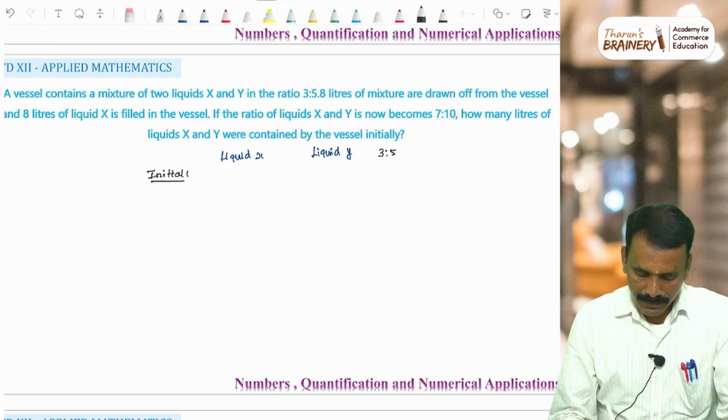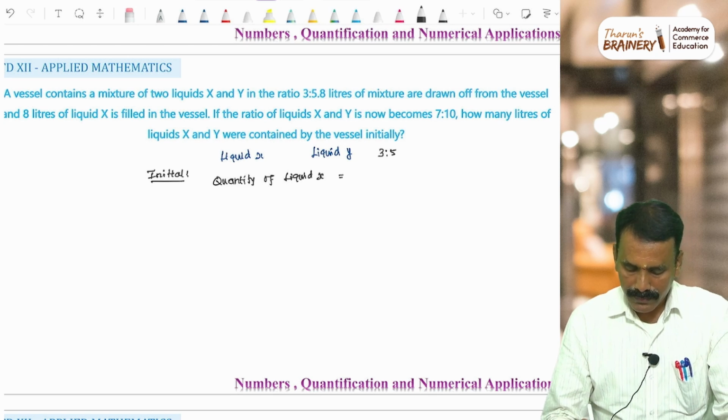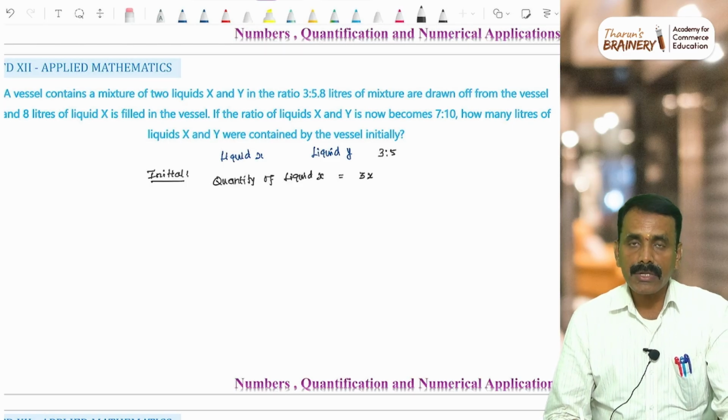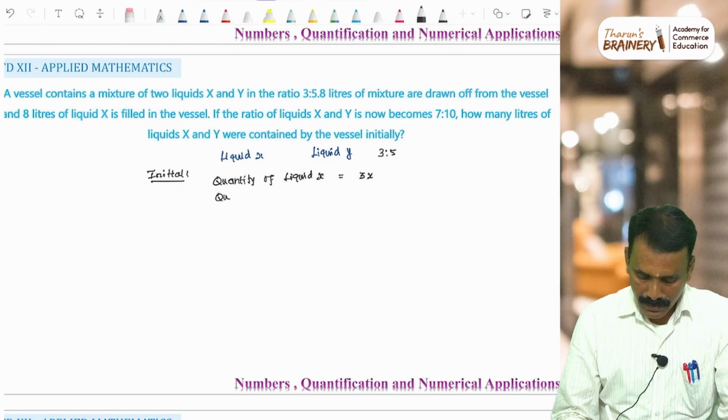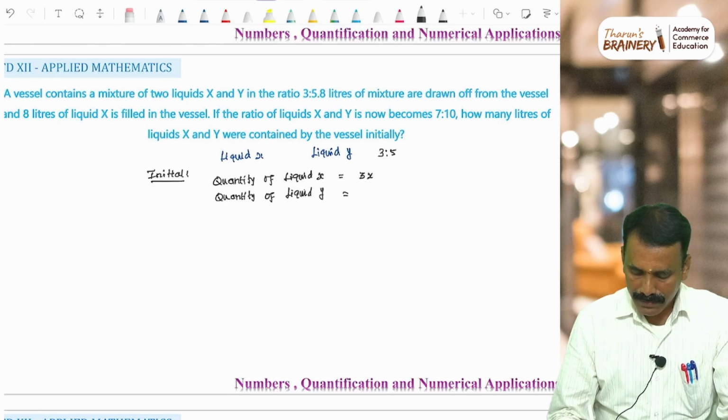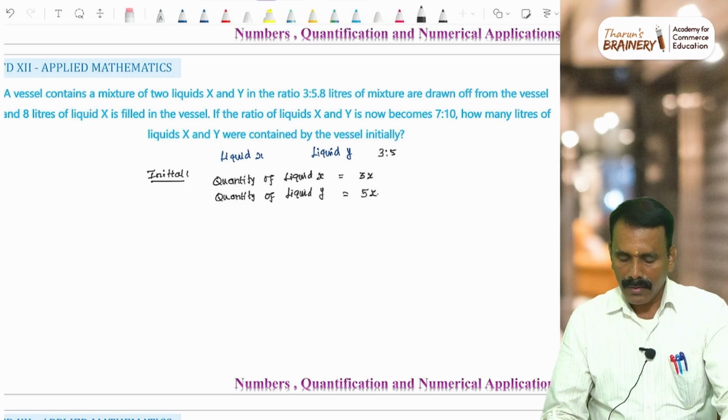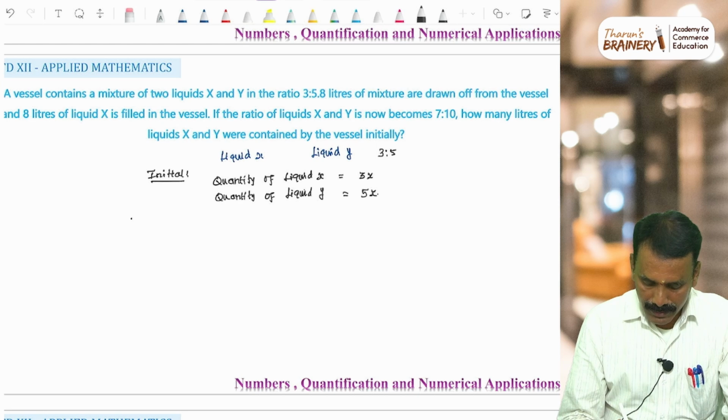Initially, we are having quantity of liquid X. We take it as 3x because it is in the ratio 3:5. Quantity of liquid Y is taken as 5x. Now we are going to remove 8 liters of the mixture.